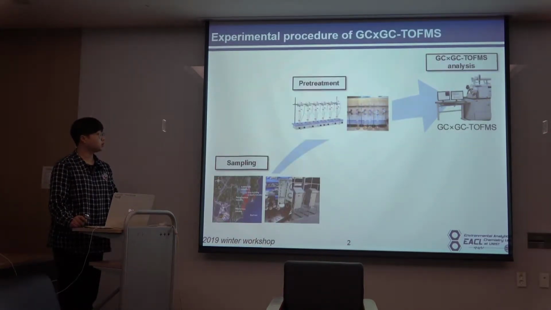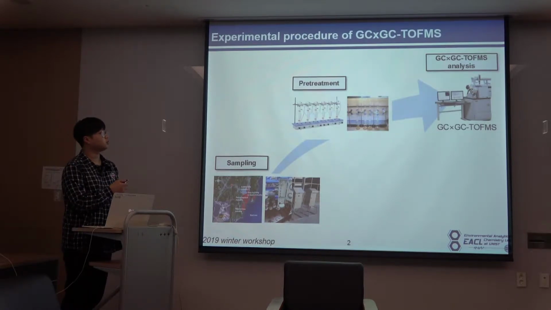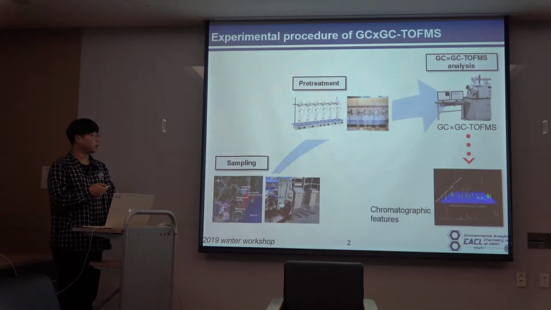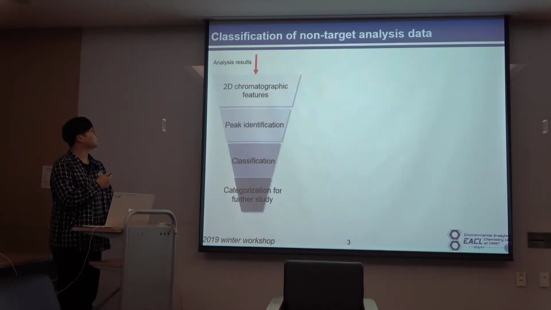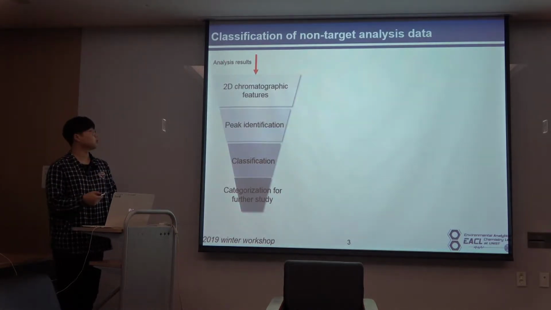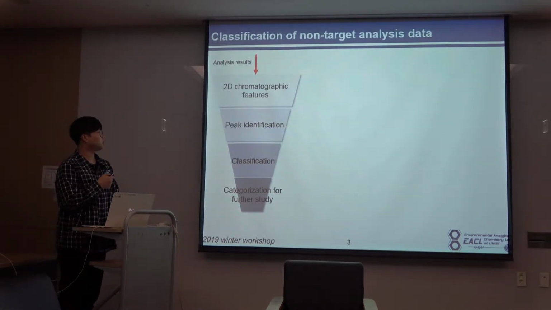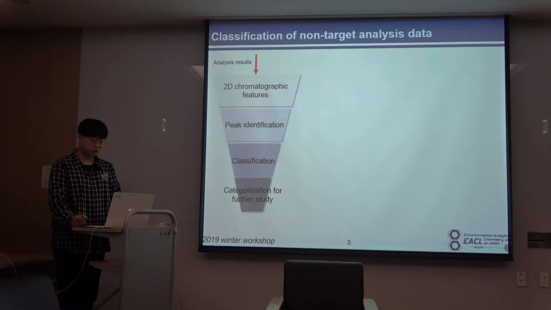Before data analysis, as you know, we did the sampling, pre-treatment, and instrumental analysis using GC×GC-TOFMS, and we got a large number of chromatographic features and peaks. These analysis results come through many data processing steps: from chromatographic features, to peak identification, classification, and categorization.